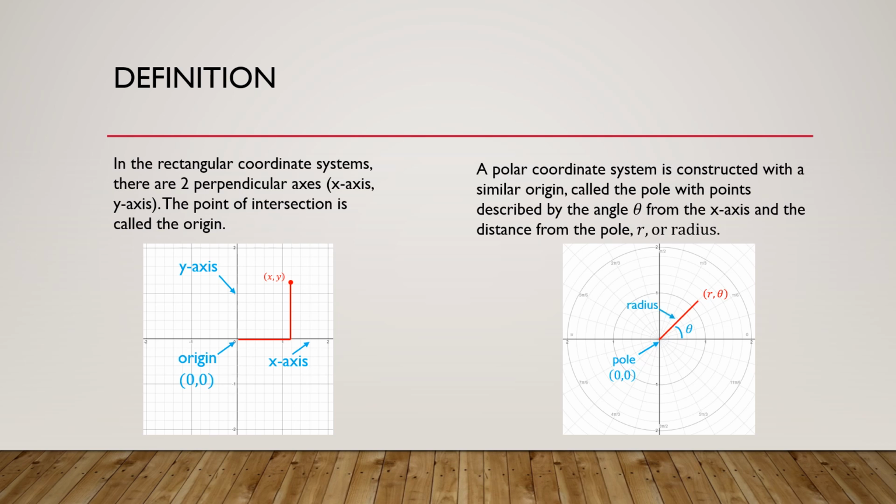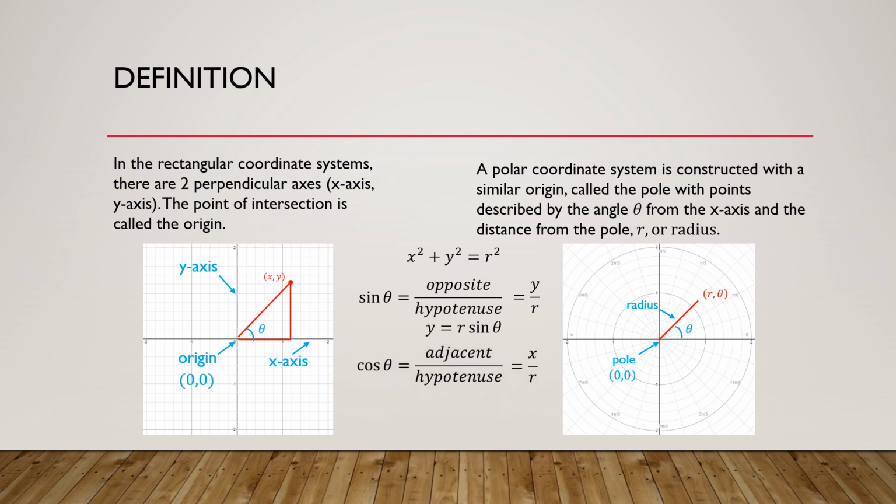In trigonometry, we combined the radius on the xy coordinate plane and derived other equations. First, the Pythagorean theorem, which gives us x squared plus y squared equals r squared. Next, our trig functions. Sine theta equals the opposite side over the hypotenuse, or y over r. From this, we can solve for y, giving us y equals r sine theta. Next, cosine theta equals the adjacent side over the hypotenuse, or x over r, which can be solved for x, giving us x equals r cosine theta. Finally, tangent theta equals the opposite over the adjacent, or y over x.